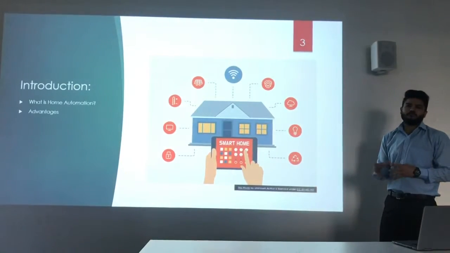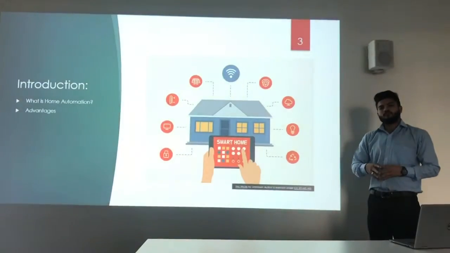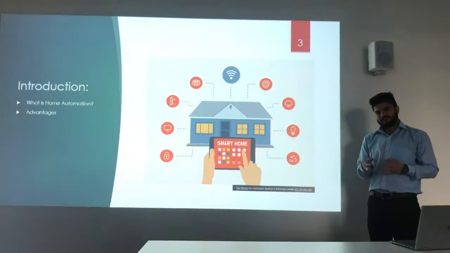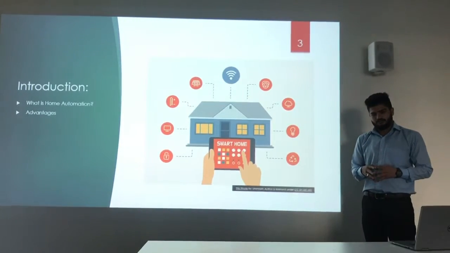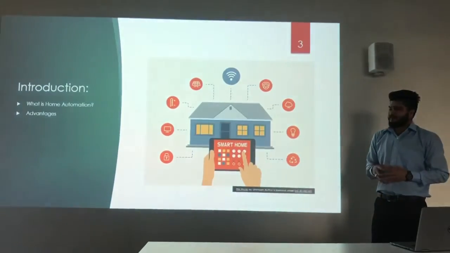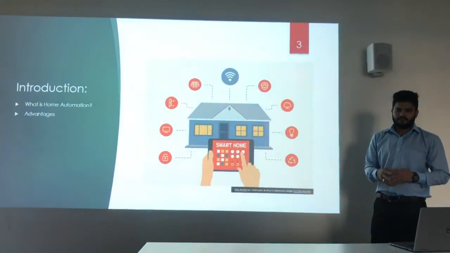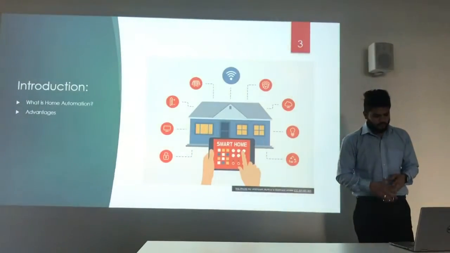For example, if we automate our AC, then it will turn on when we require it at a certain temperature level, and it will turn off at a certain temperature as well. So like that we can save energy, time and effort. It is more comfortable for us with the home automation system.